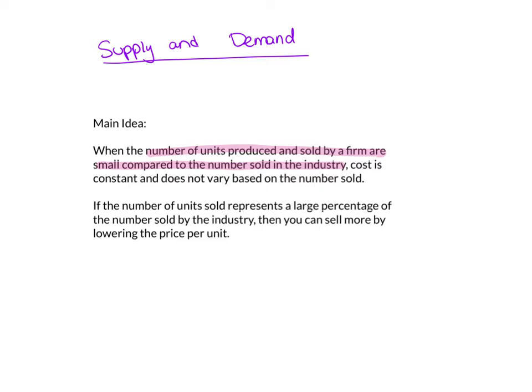But in special situations where the number of units sold represents a large percentage of the number sold in the industry, then we can always sell more by lowering the price per unit. Right, so this is this idea of supply and demand, in particular, of demand. I can increase my demand by decreasing my price. So we want to think about how we can use these ideas in our mathematical models and what are some things that we want to know about them.